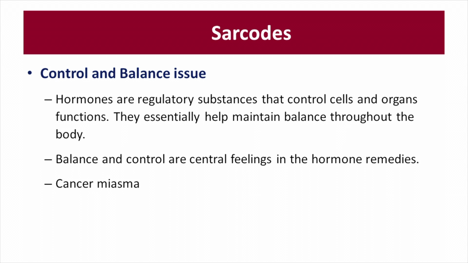That is the reason we can see the issue of balance and control is the central feeling in the hormone remedies. Either things are going out of control or these people try to control them, like in the case of folliculinum. That is the reason these hormone remedies sometimes look like cancer miasmatic remedies, because the cancer miasm also has the issue of control and balance. Either the situation is going out of control or they try to keep control of their symptoms or situation. So control issues and balance issues you can find in Sarcode remedies.